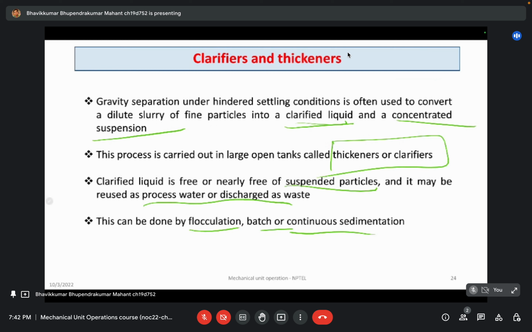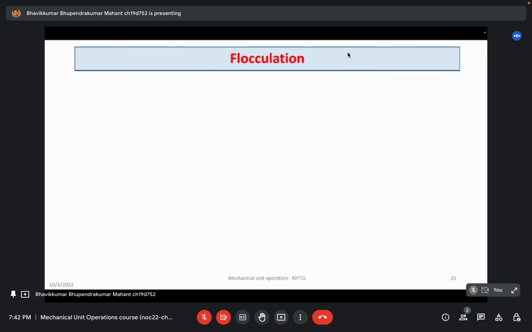Flocculation is another process. Batch or continuous sedimentation is more or less one process, and the type of operation is different: one is a batch operation and another is a continuous operation. Now, what is flocculation?